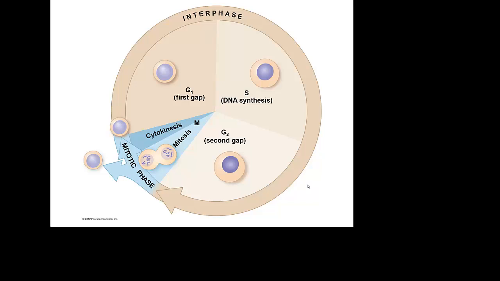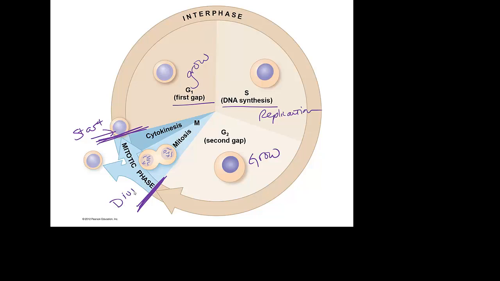So in this phase that we start, if this is our start point, we're going to grow. We're going to go through DNA synthesis or replication. We're going to grow again, and then we're going to divide. So mitosis is division of the nucleus and of the cell itself, as we mentioned.